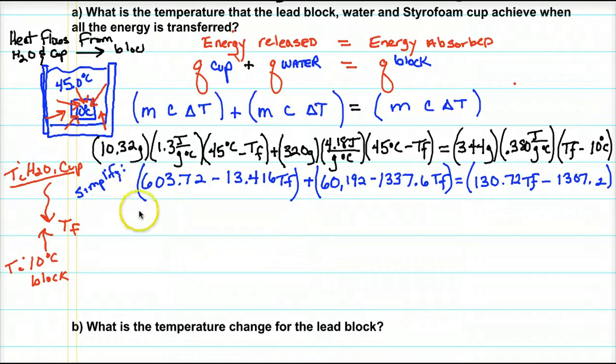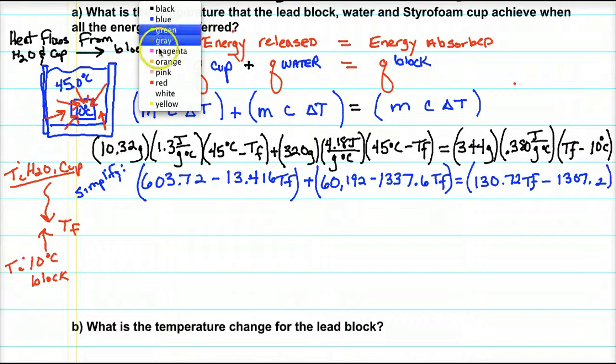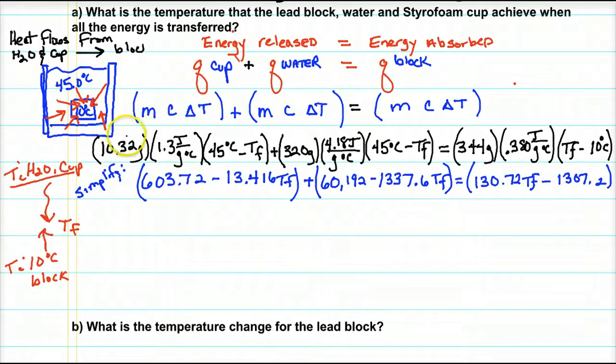So I cleaned this up a little bit, rewrote this and color coordinated a little bit so we can clearly see what we're doing. As you can see, the Q of the cup values are here, Q of the water here, and of course that equal sign we're carrying. This is the block information. And as I just talked about, we distributed through. For those that are still kind of lost on how I did that, very simply, I distributed 10.32 times 1.3 times 45. That got me this number.